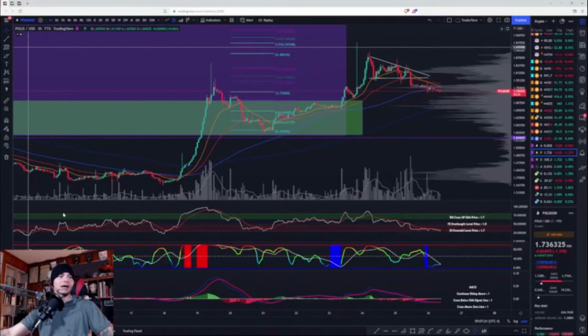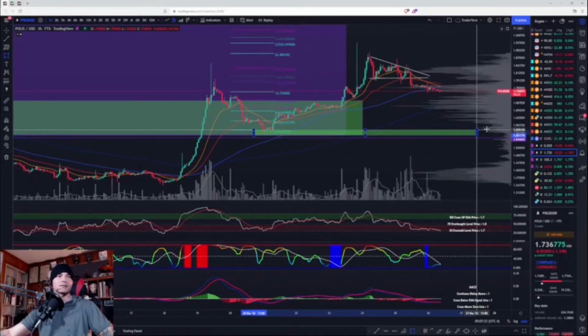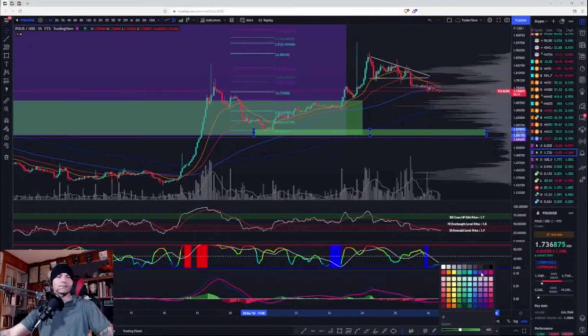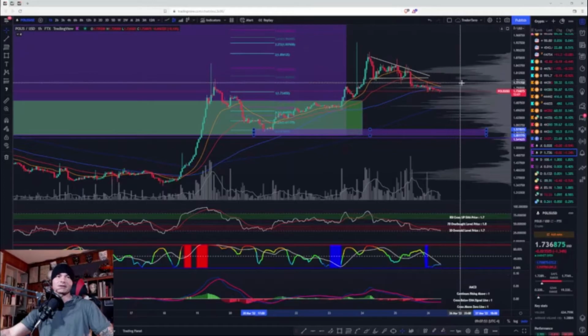I'm going to go ahead and draw a box here, because this would be a good support zone. Okay, so that would be a good support zone right there. Let's go ahead and change the color to purple. So yeah, there's your validation and invalidation points to the upside and the downside.